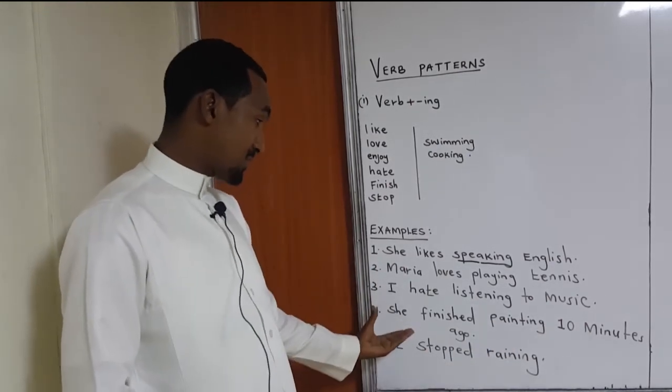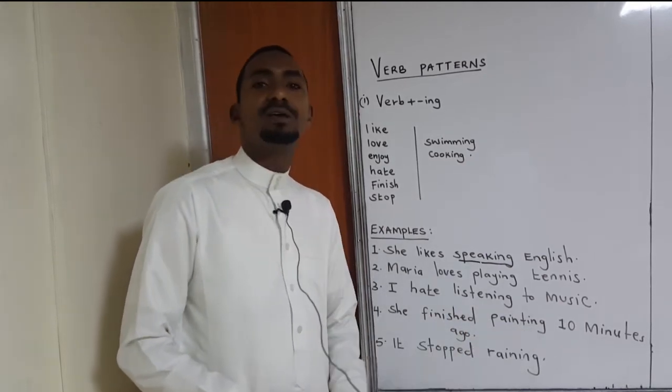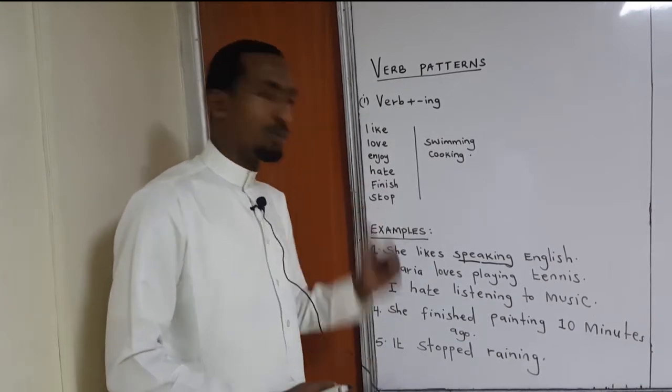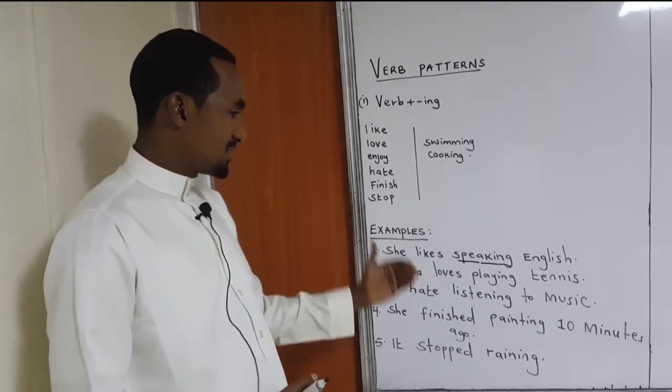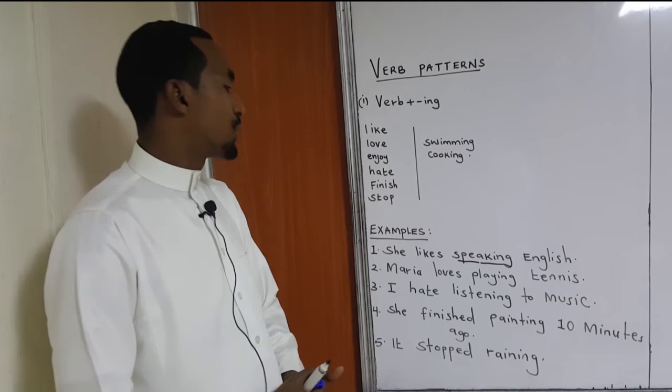Number four, she finished. And this is past simple. She finished, then here we have ing, painting. She finished painting 10 minutes ago. And that is a finished action. And this sentence is past simple.